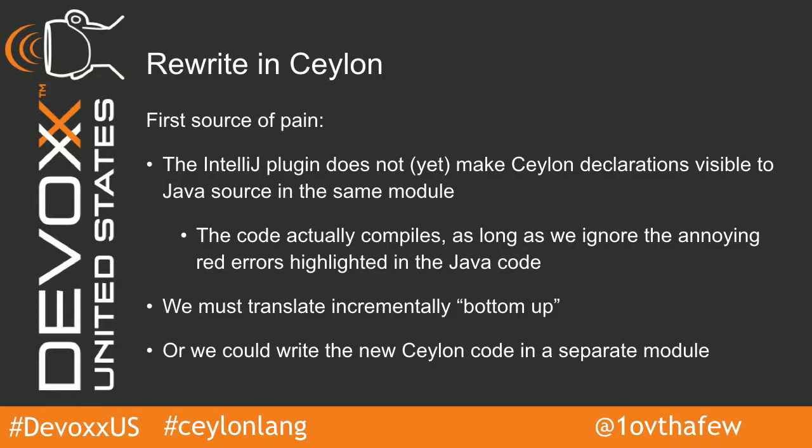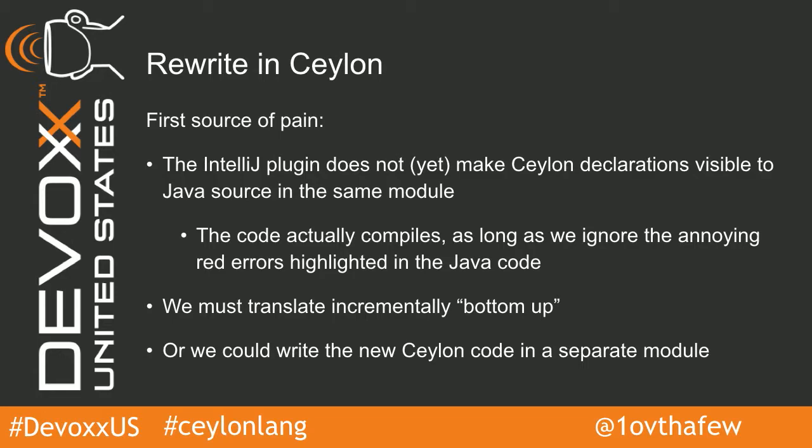So where's the pain? The first source of pain is a limitation specifically of our IntelliJ plugin: it doesn't yet make Ceylon declarations visible to Java source in the same module. If they're in different modules, then I can certainly have Java code that depends upon Ceylon code, and that's no problem. But if they're in the same module, IntelliJ can't make that connection. The code actually compiles and runs fine, it's just that we get these annoying red errors highlighted in the Java code. And that makes this incremental process a little uncomfortable.